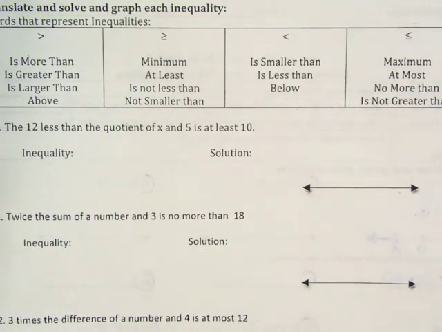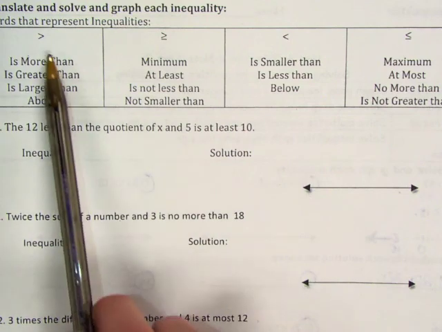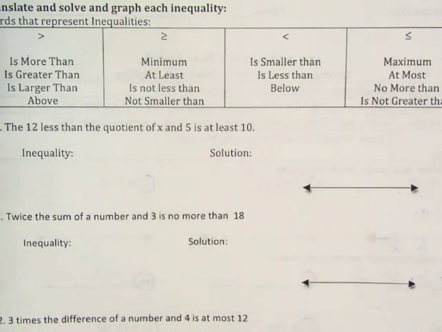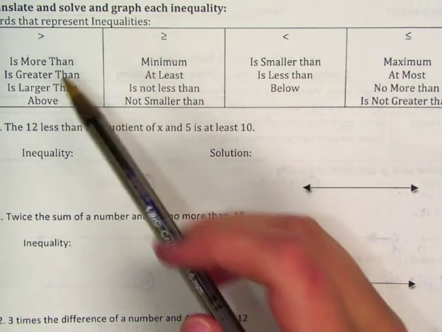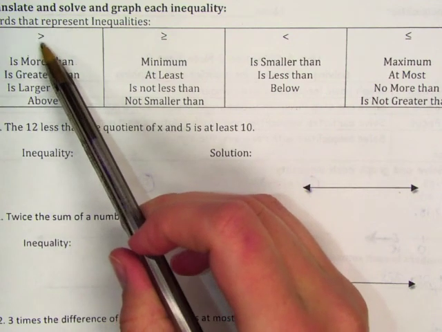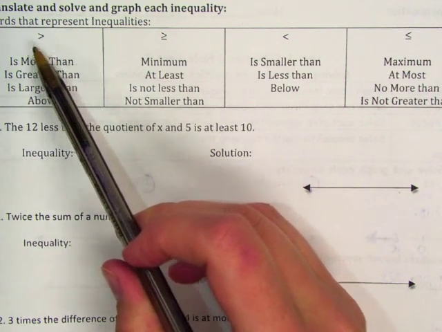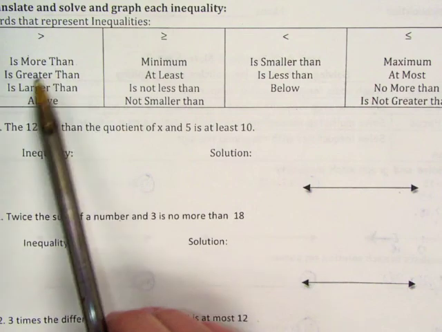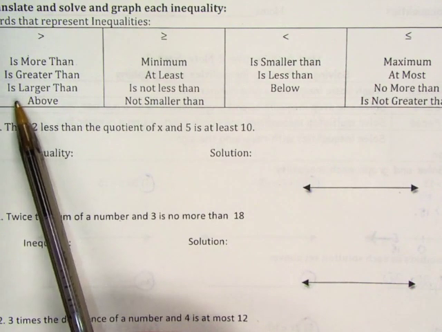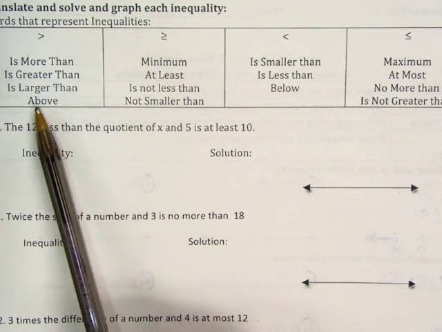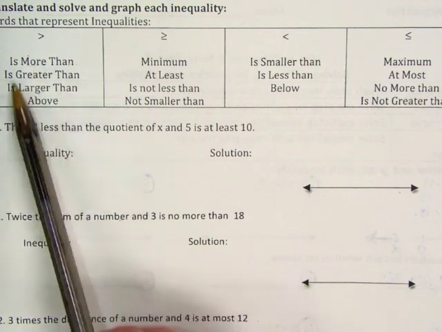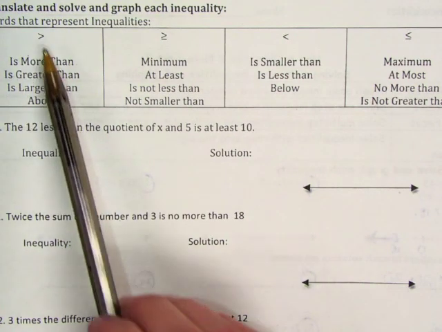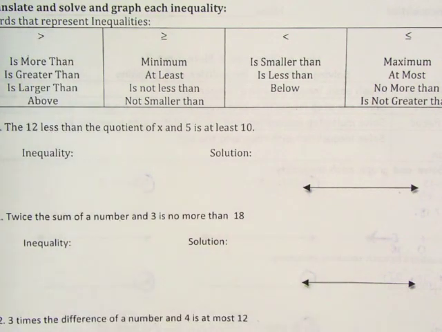Okay, so now we're going to start the back of notes 2. The first thing we want to talk about is what each of these symbols means in words. So this symbol is the greater than symbol, and it can mean is more than, is greater than, is larger than, or above. So if you see any of these phrases, it's going to mean the greater than symbol.